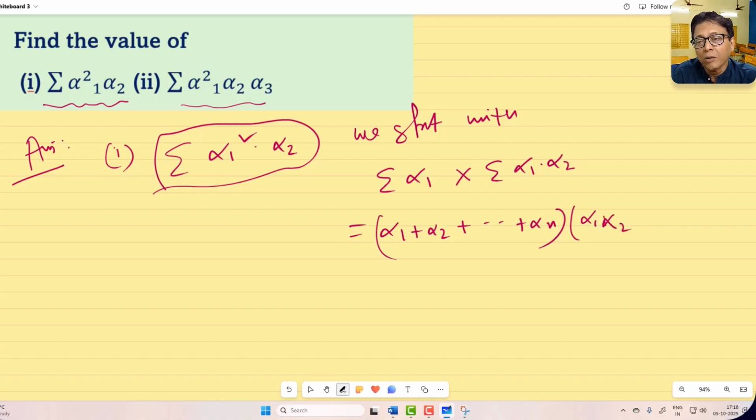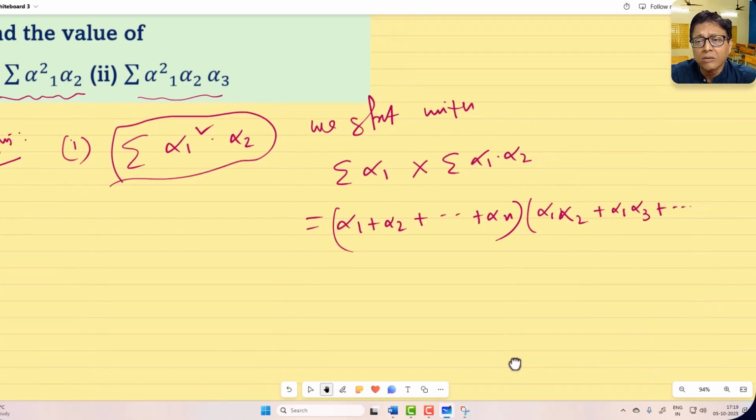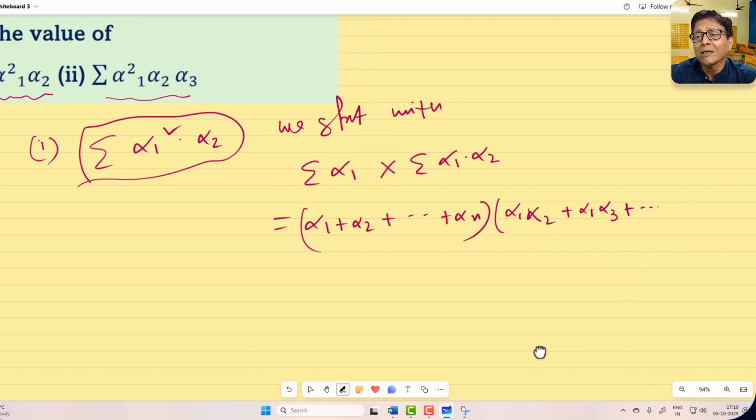This is alpha 1, alpha 2, alpha 1, alpha 3, and so on. We are not here to write all the terms. Something we have to understand without writing. Now, when you multiply this and this, it will give you alpha 1 square alpha 2. And multiply this with this, you will be getting alpha 2 square alpha 1. So all those terms of the form alpha 1 square alpha 2 are coming.